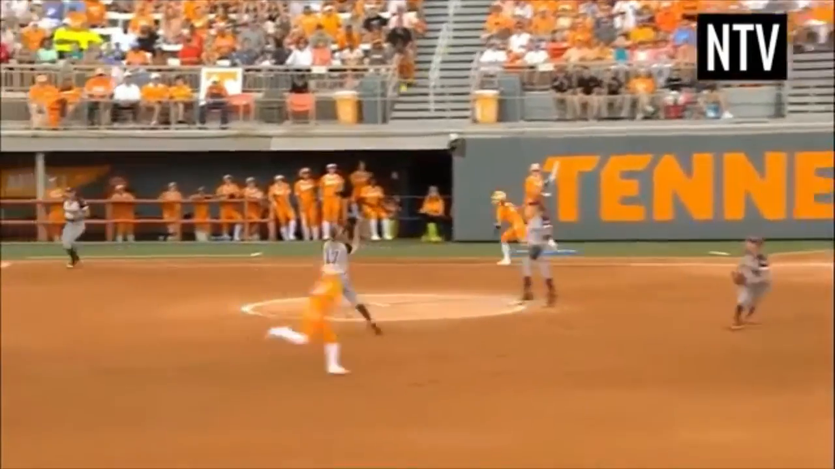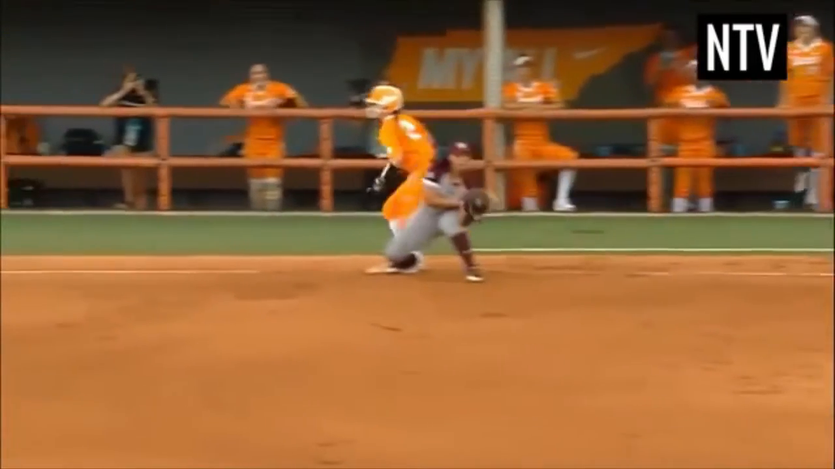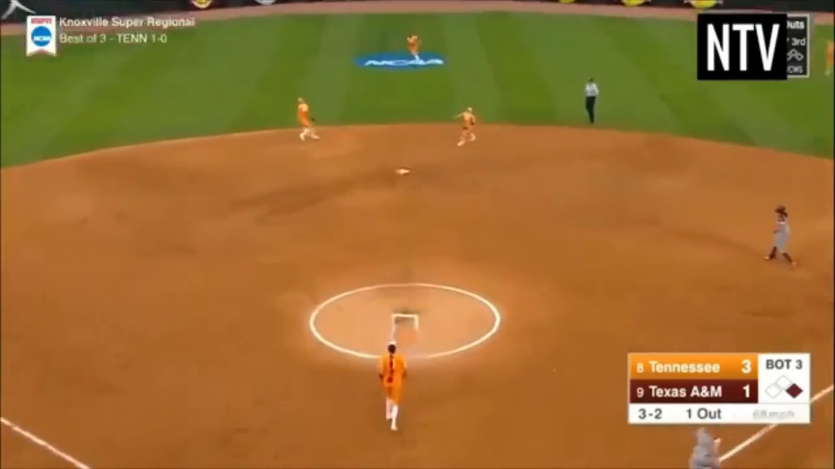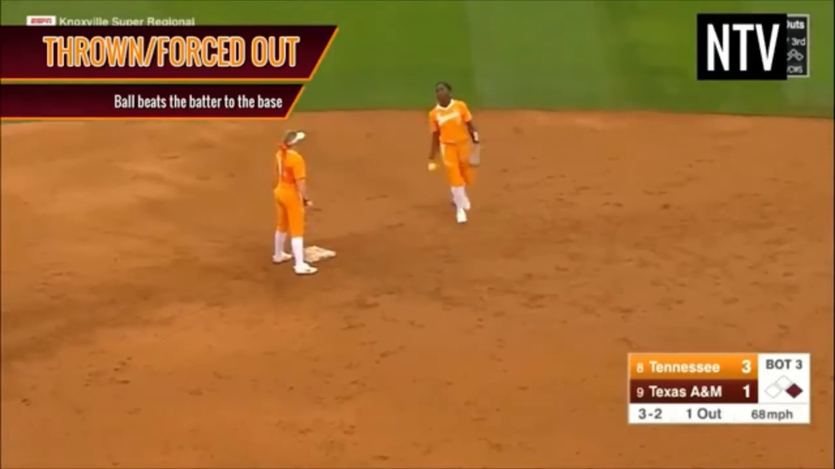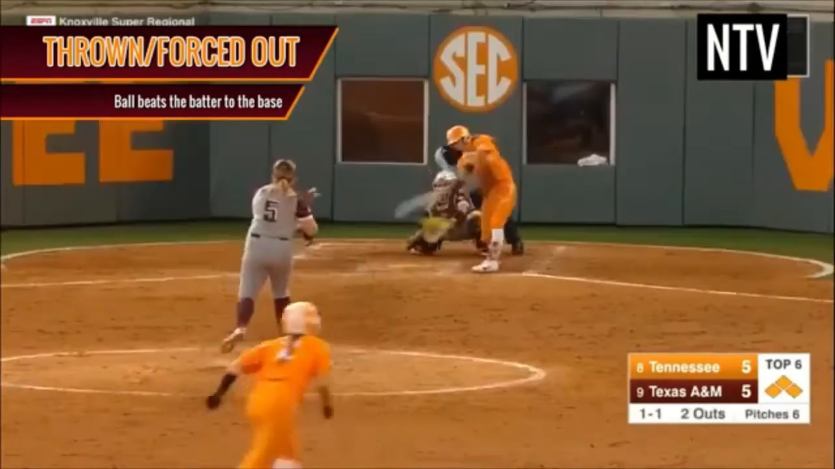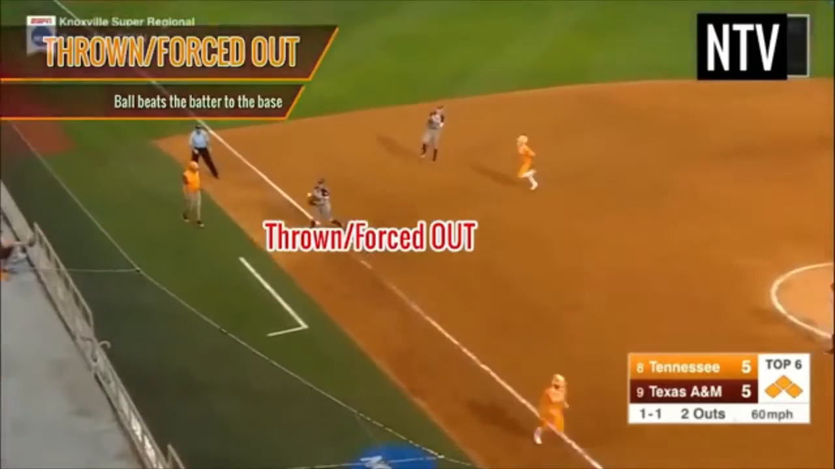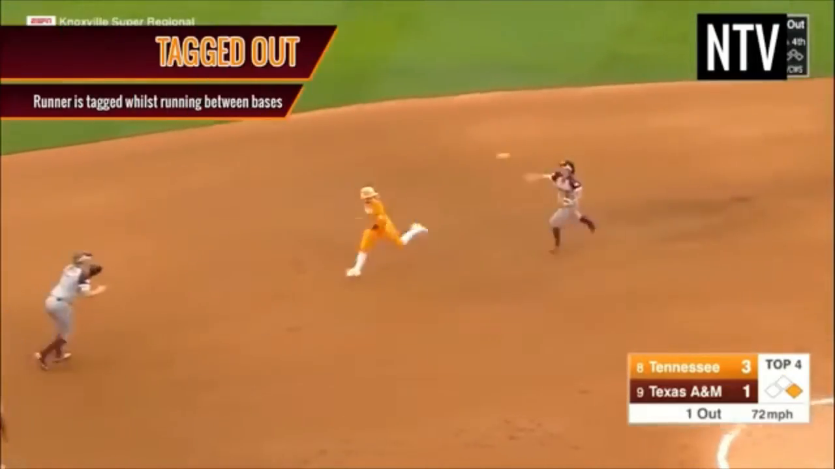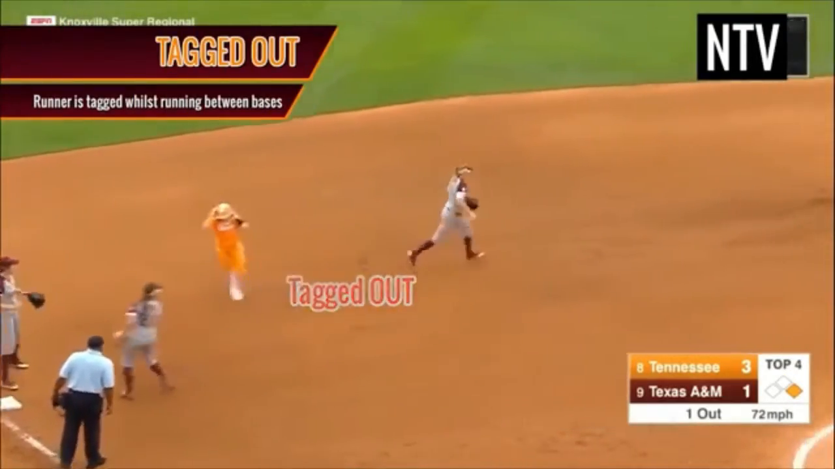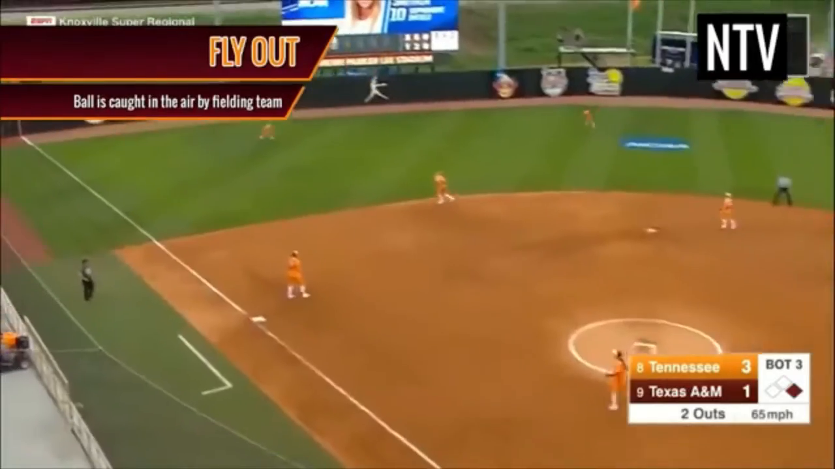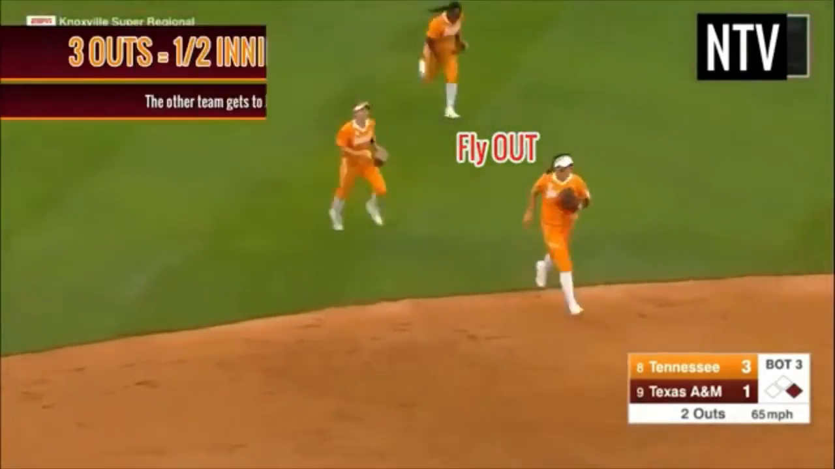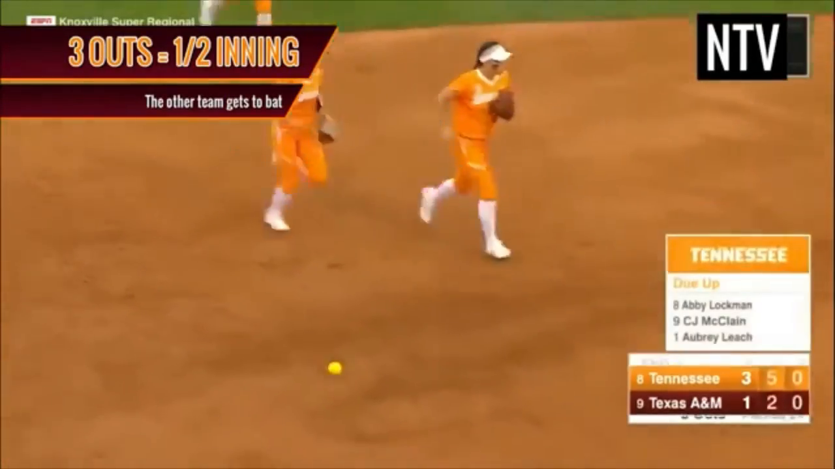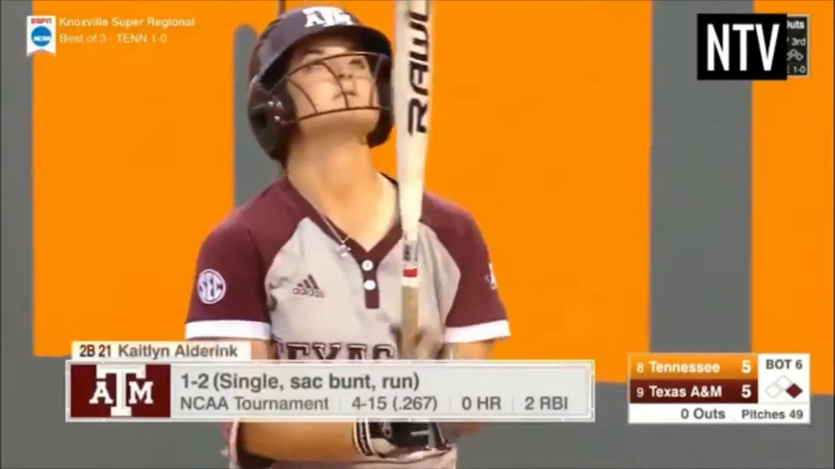That sounds simple enough, but there are 3 other ways for a team to get you out. Firstly, if a batter hits the ball along the ground, the opposing team can throw the ball to the base that they're running to. If the ball beats the batter to the base, they're out. A batter can be tagged out whilst running between the bases. If they hit the ball and the ball was caught in the air by the opposing team, they're also out. Once 3 outs have been made, their half of the inning is over and the other team gets to bat.